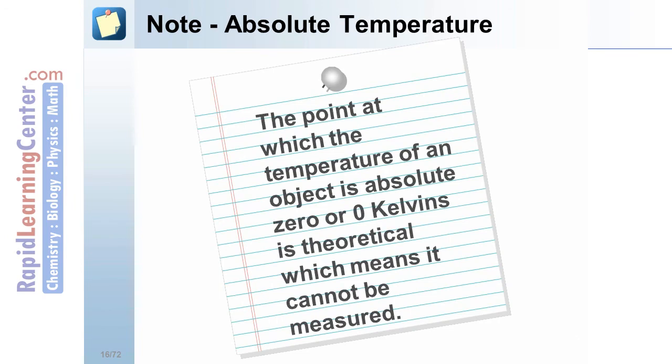Note: absolute temperature. The point at which the temperature of an object is absolute zero or 0 Kelvin is theoretical. It cannot actually be measured, and objects cannot actually reach that exact value. You can think of it as a limit or an asymptote.